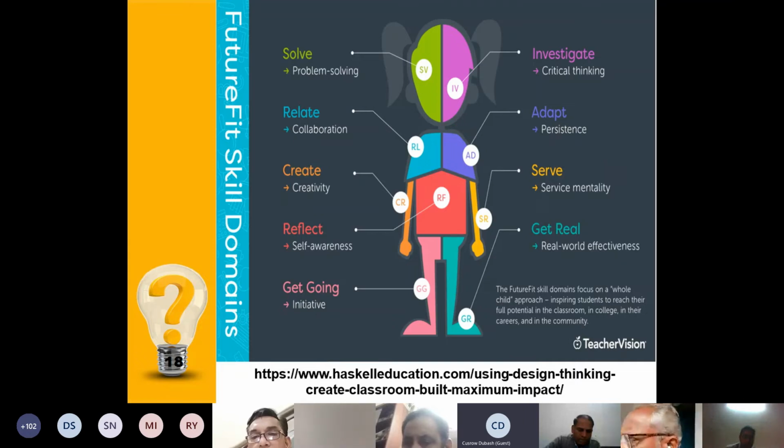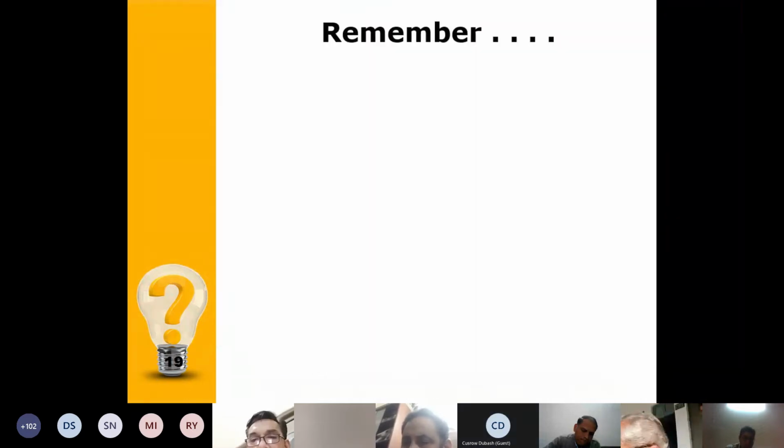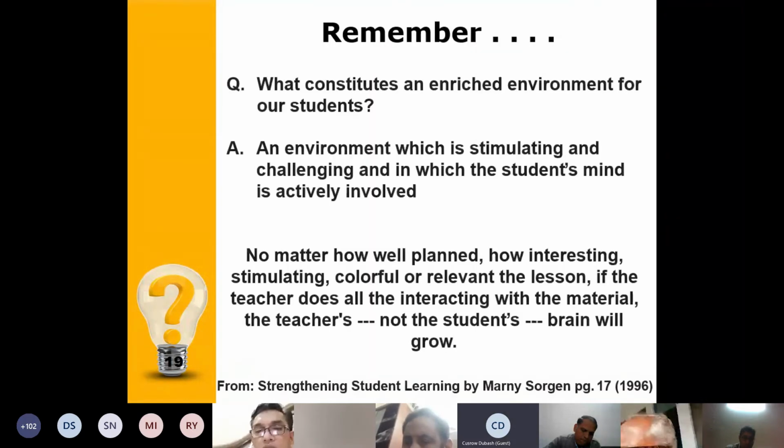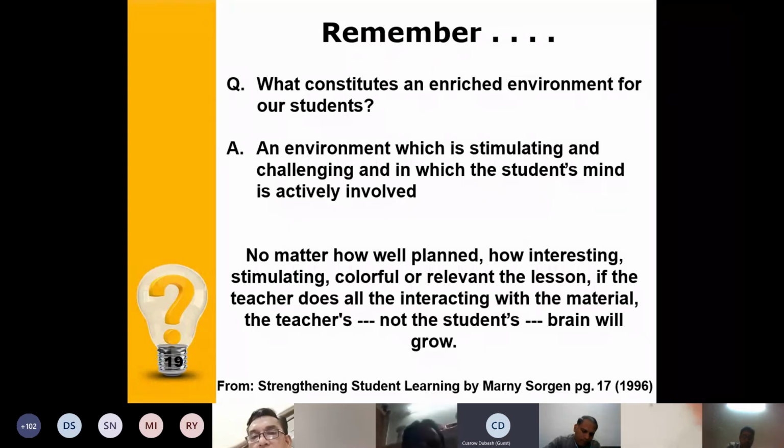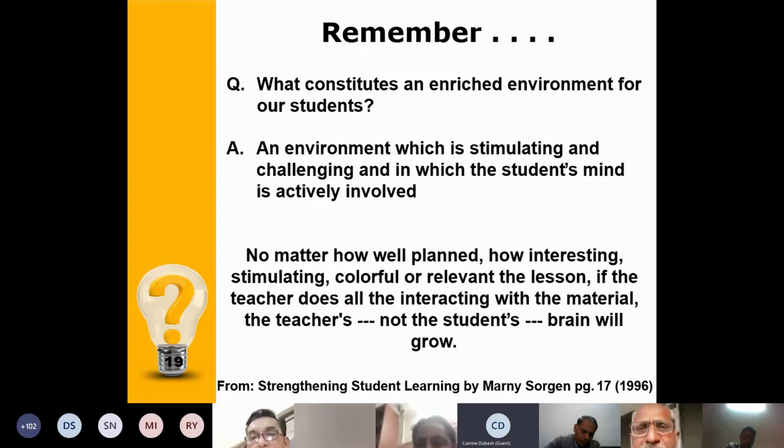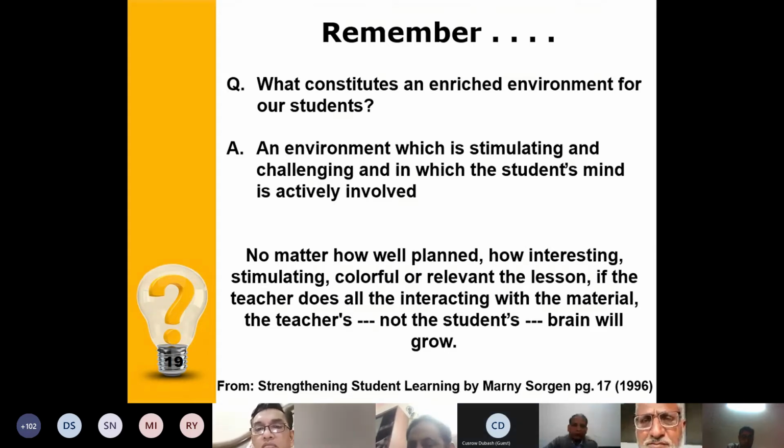So this is what will make our students future ready for their futures. Remember, what constitutes an enriched environment for our students? क्या है जो हमारे बच्चों के लिए एक ऐसा environment create करता है जहां वो उनका सीखने को मन करे? An environment which is stimulating and challenging, जहां बच्चों के दिमाग actively काम कर रहे हैं.